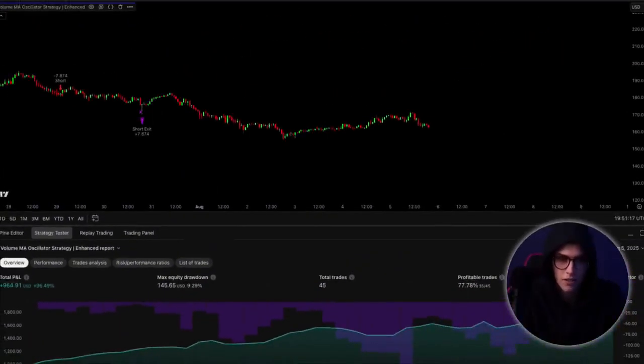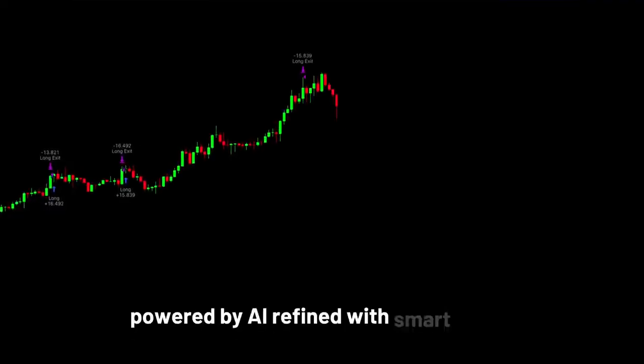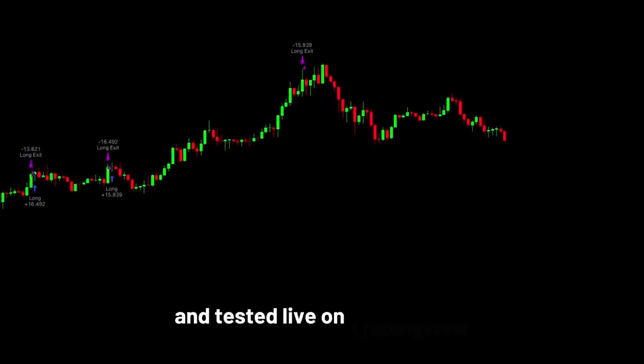That level of accuracy and risk control is rare, especially when using a fully systematic approach on a volatile asset like Solana. It's fast, sharp, and highly selective, ideal for day traders who want tighter control, more frequent entries, and consistent performance across active sessions. So to wrap this up, what started as a simple open-source indicator became a complete trading system, powered by AI, refined with smart filters, and tested live on TradingView.